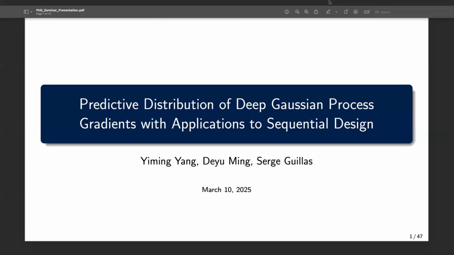My name is Yiming, and right now I'm a third-year PhD student, supervised by Serge Galas. And today I'm going to talk about our recent work about the predictive distribution of deep Gaussian process gradients and its application in sequential design.